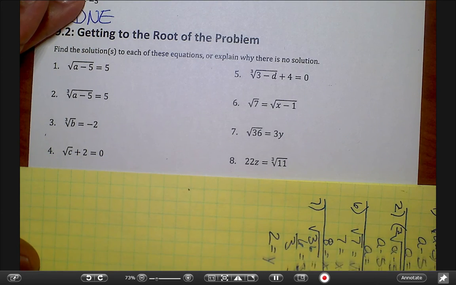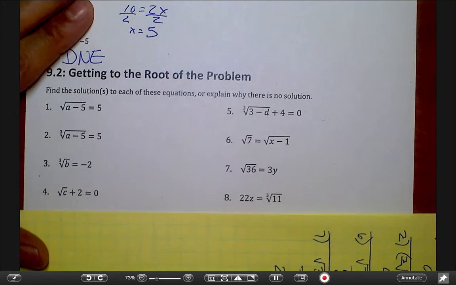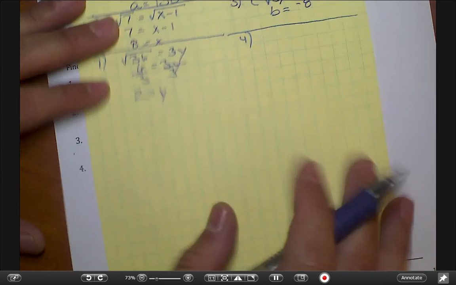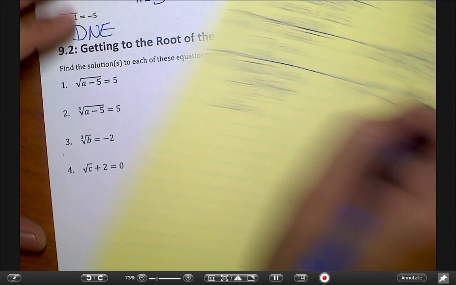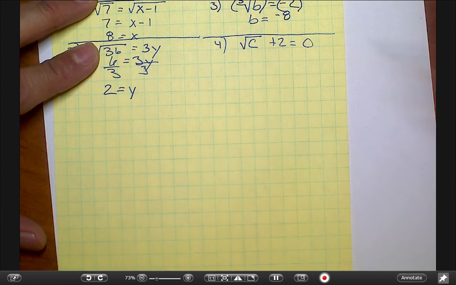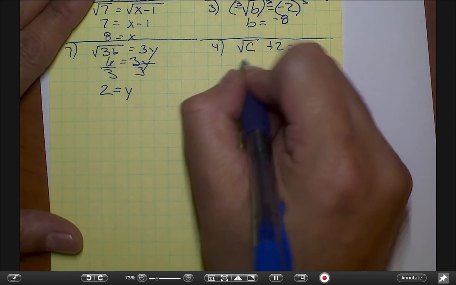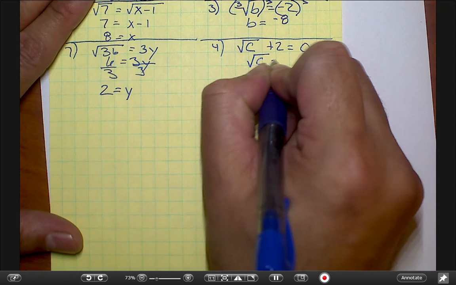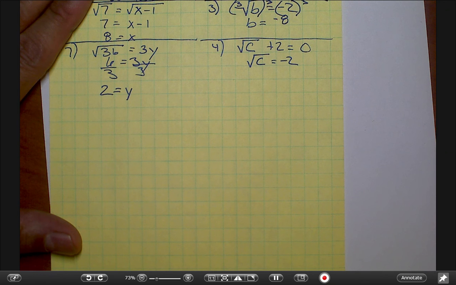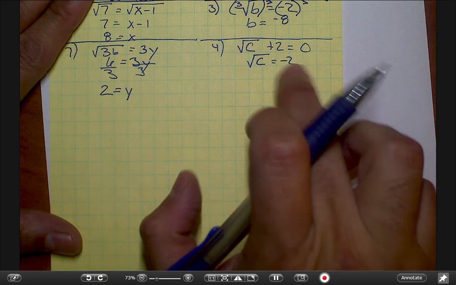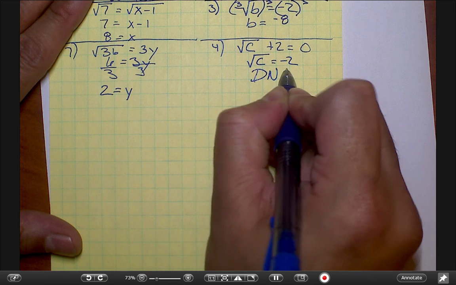After that comes number 4. Like I said, I'm working my way down the page. Square root of c plus 2 equals 0. Minus 2, because I've got to get the radical by itself, right? So square root of c equals negative 2. Does not exist. Why does it not exist? Can't have a negative right there. A square root cannot be a negative. Does not exist.